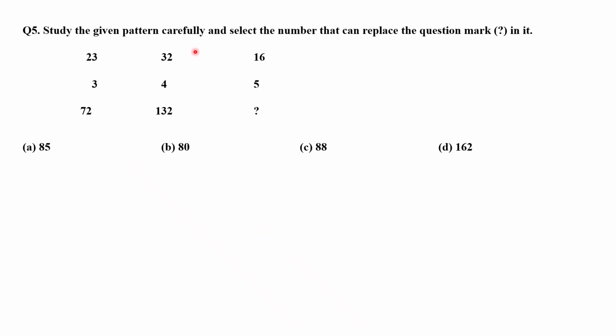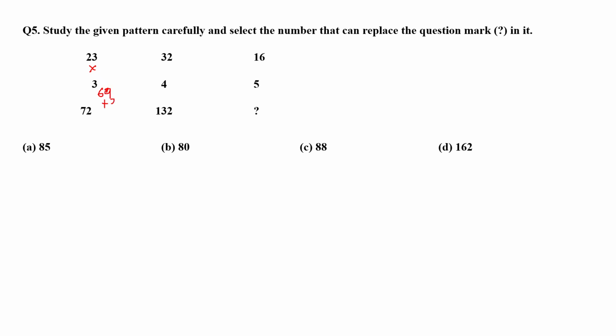Now question number 5. Study the given pattern carefully and select the number that can replace the question mark here. Three numbers are given in three rows: 23, 32, 16, and then 3, 4 and 5. There is some relation between the first, second and third rows that you have to find out. If I add 23 and 3, I will not get 72, nor a number near 72. But if I multiply 23 and 3, I get 69. And in 69, how much should I add to get 72?